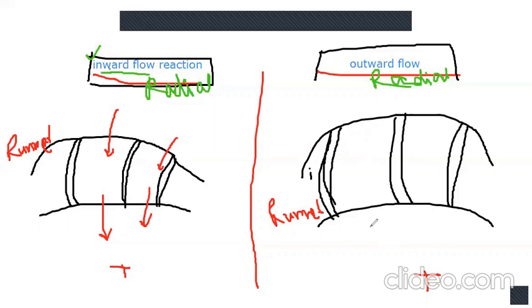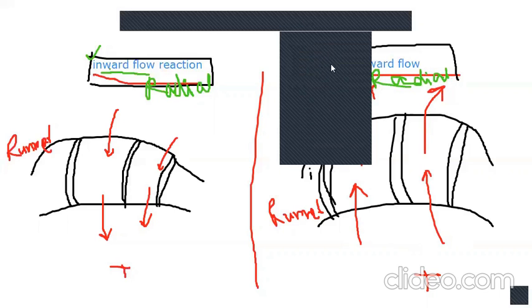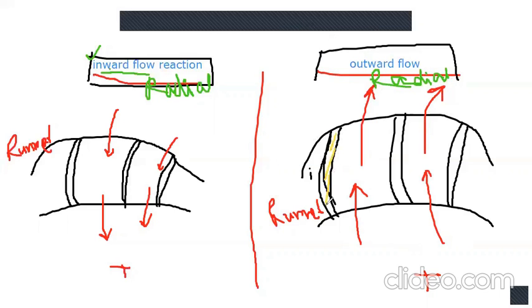The outward flow radial reaction turbine is the opposite of inward. Water comes from the center and goes in the outward direction, in this direction. This is radial flow, inward and outward. This is the basic concept of inward and outward.